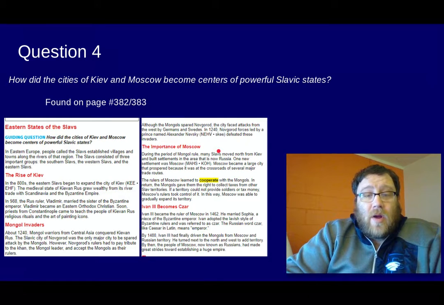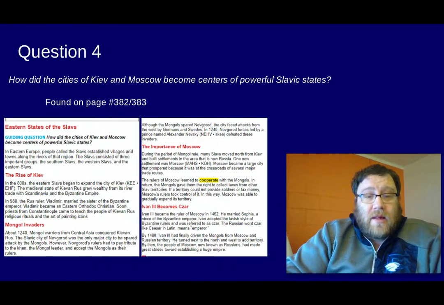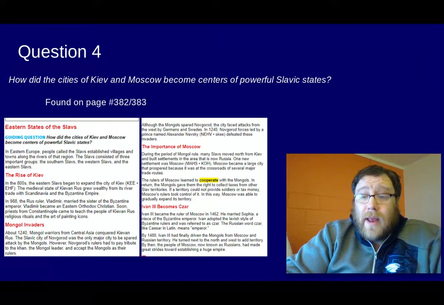Moscow became a large city that prospered because it was the crossroads of several major trade routes. The rulers of Moscow learned to cooperate with the Mongols, and in return, the Mongols gave them the right to collect taxes from other Slav territories. If a territory could not provide soldiers or tax money, Moscow's rulers took control of it. In this way, Moscow was able to gradually expand its territory.